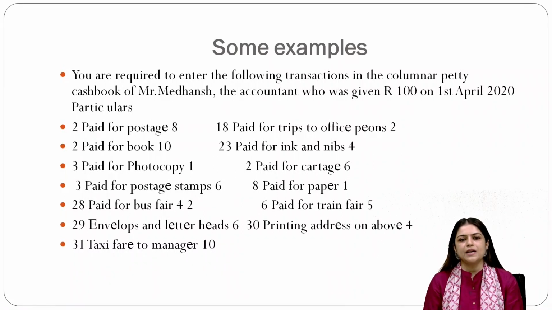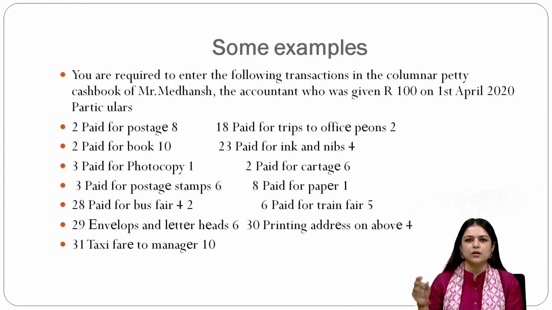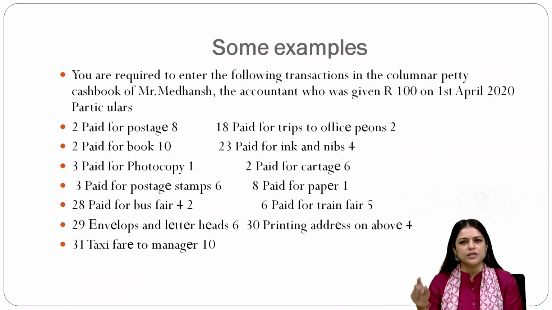Some examples are given here. You are required to enter the following transactions in the columnar petty cash book of Mr. Medans. 100 rupees is the balance on 1st April 2020. First, paid for postage 8 rupees. So in the petty cash book, a postage column is separately given. So we enter the postage entry of 8 rupees.